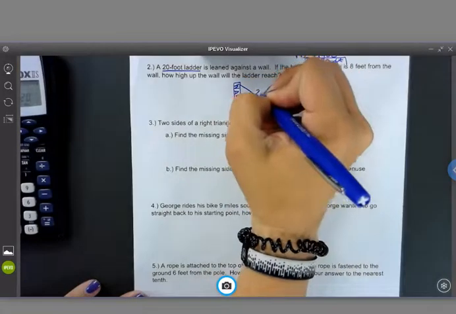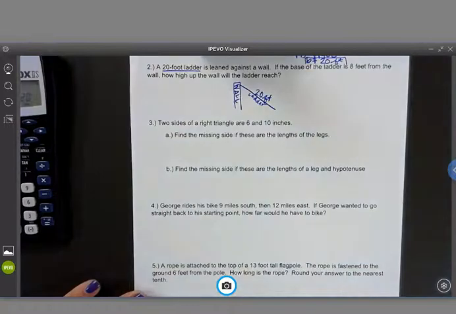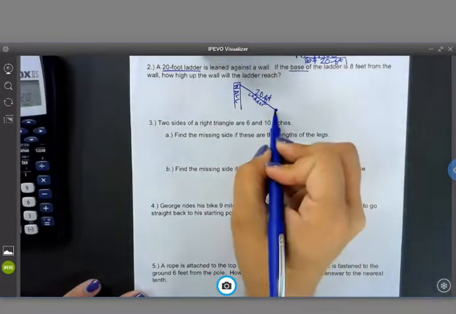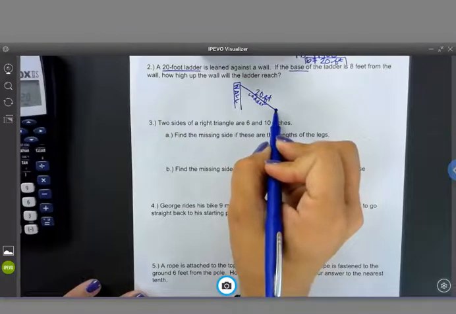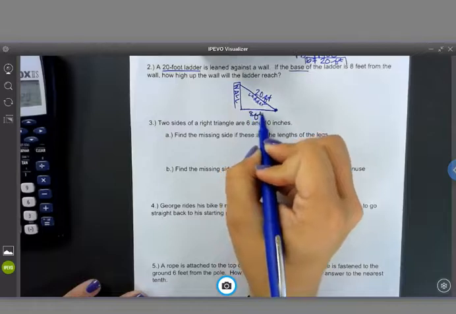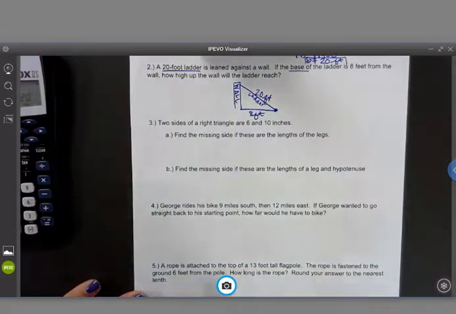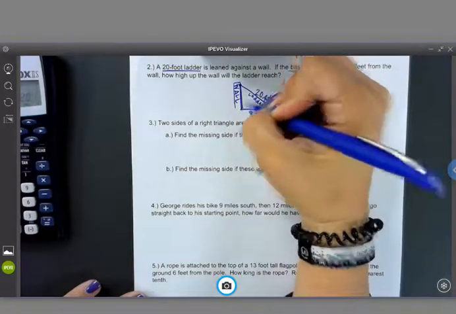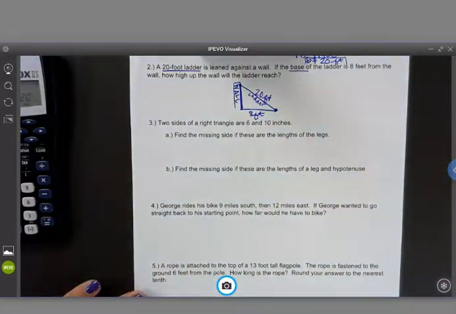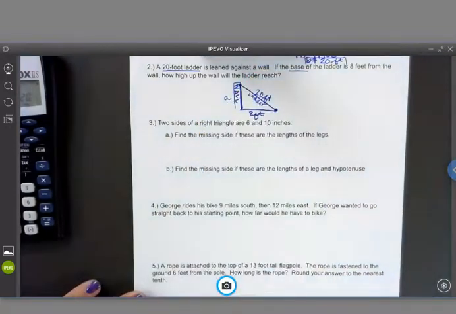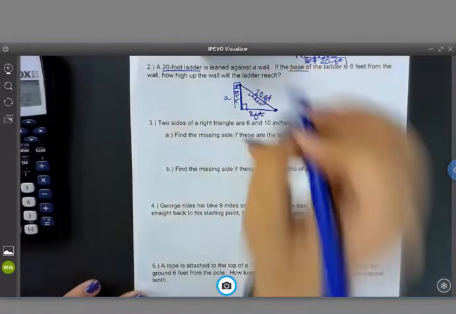They're telling me that that is 20 feet long. If the base of the ladder, well, the base means the bottom of it, right? So here's the ladder. Here's the bottom of it. So the base of the ladder is 8 feet from the wall. So here's the base. Here's the wall. They're telling me that's 8 feet away from each other. They want to know how high up on the wall, so will that ladder reach? So they want to know where it is against the wall. So they want to know one of our legs. Because here's our 90-degree angle.